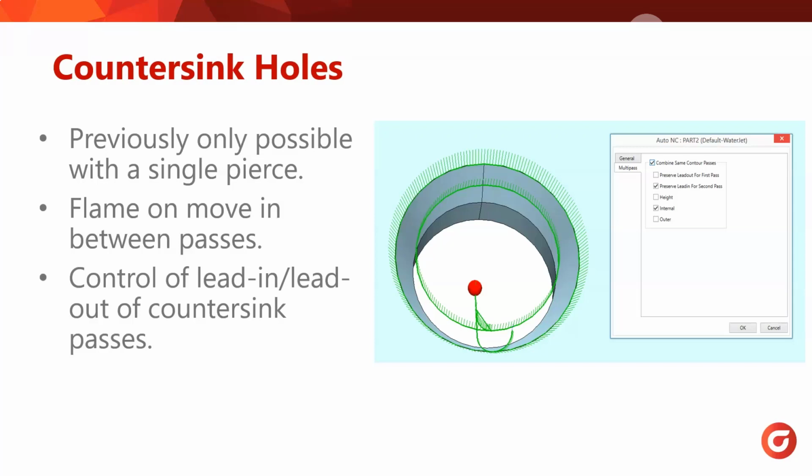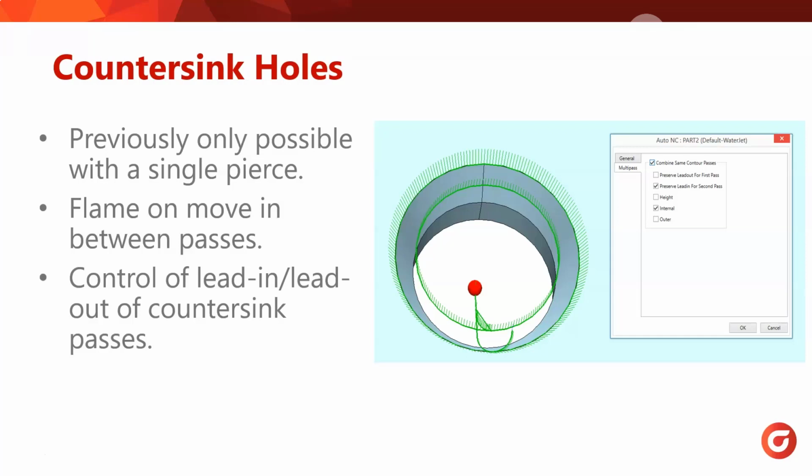So countersinks, the way to do this in SigmaNEST 2D was first to do a through hole pass. Then once it finishes that, it cuts again for the angled pass. So that's 2 pierces without any option to connect those 2 cuts. Now, what we've added in the 3D interface is the ability to do a flame on in between those 2 passes. This reduces cutting time and also an extra pierce that would possibly cause some slag.